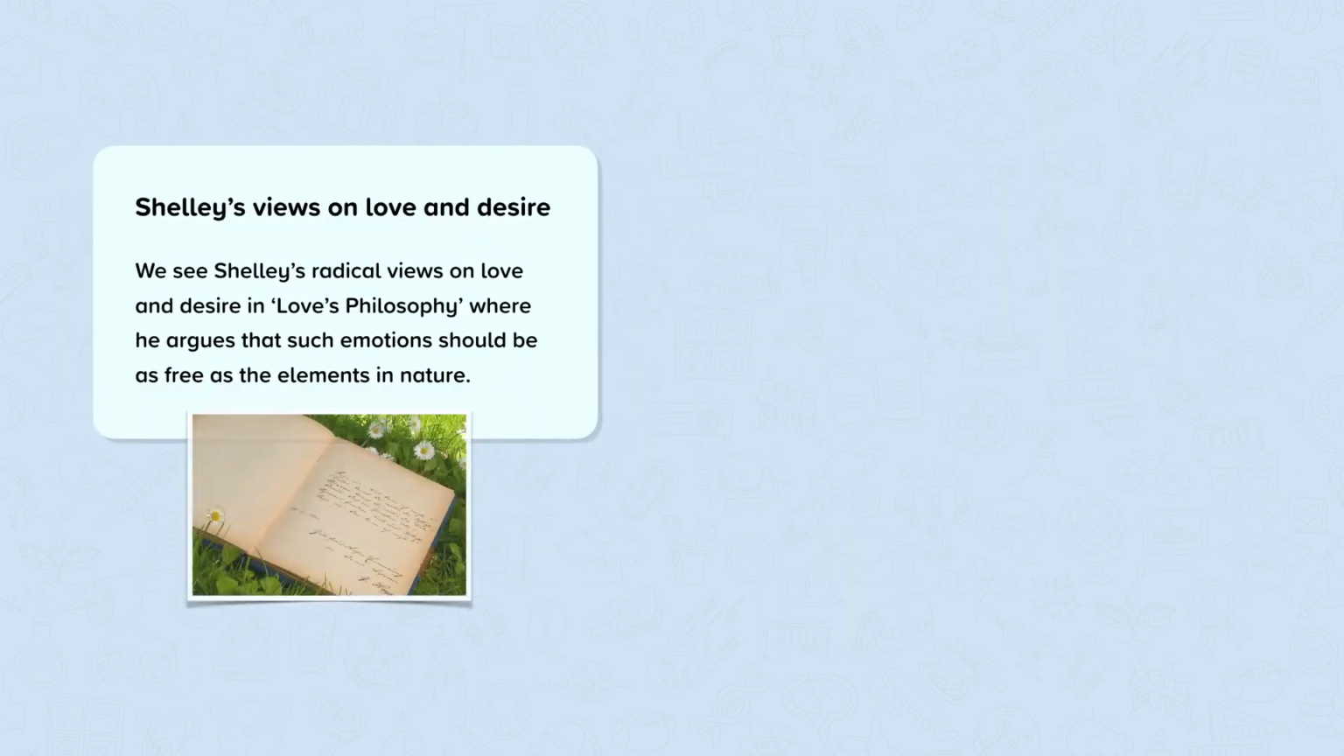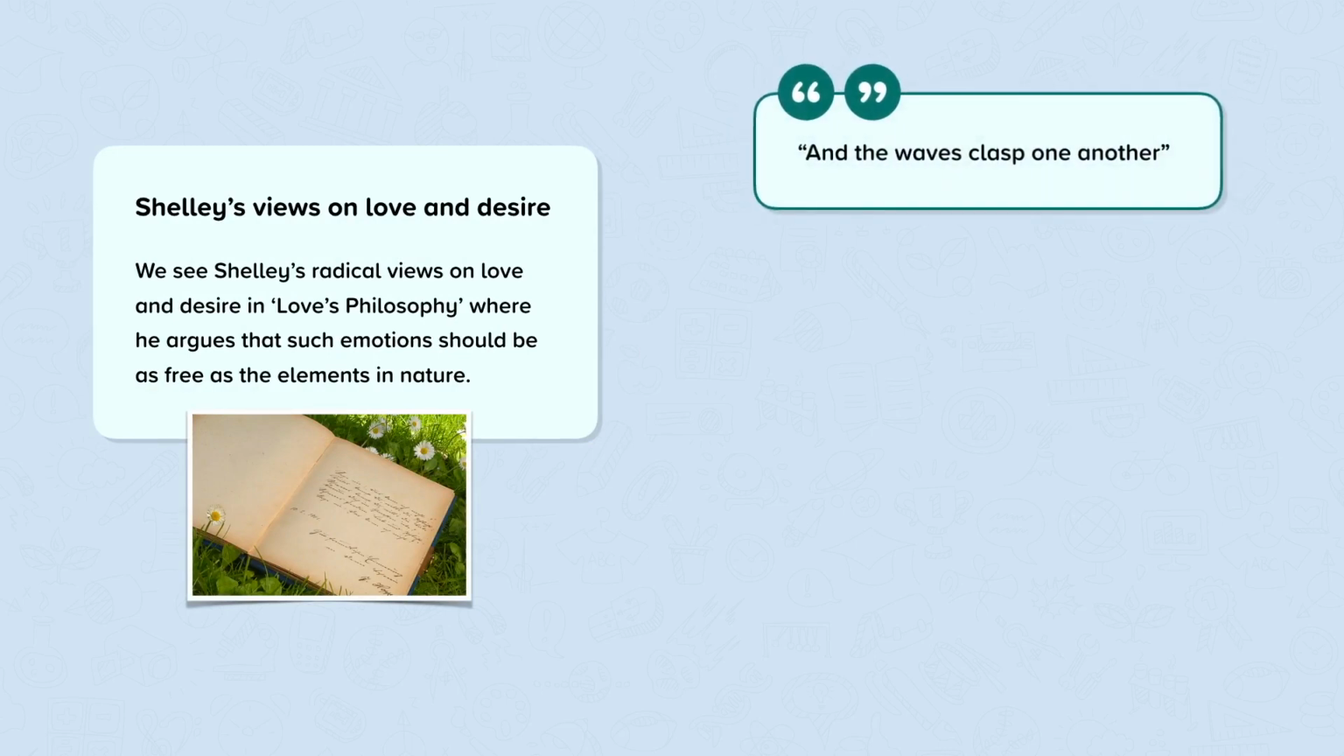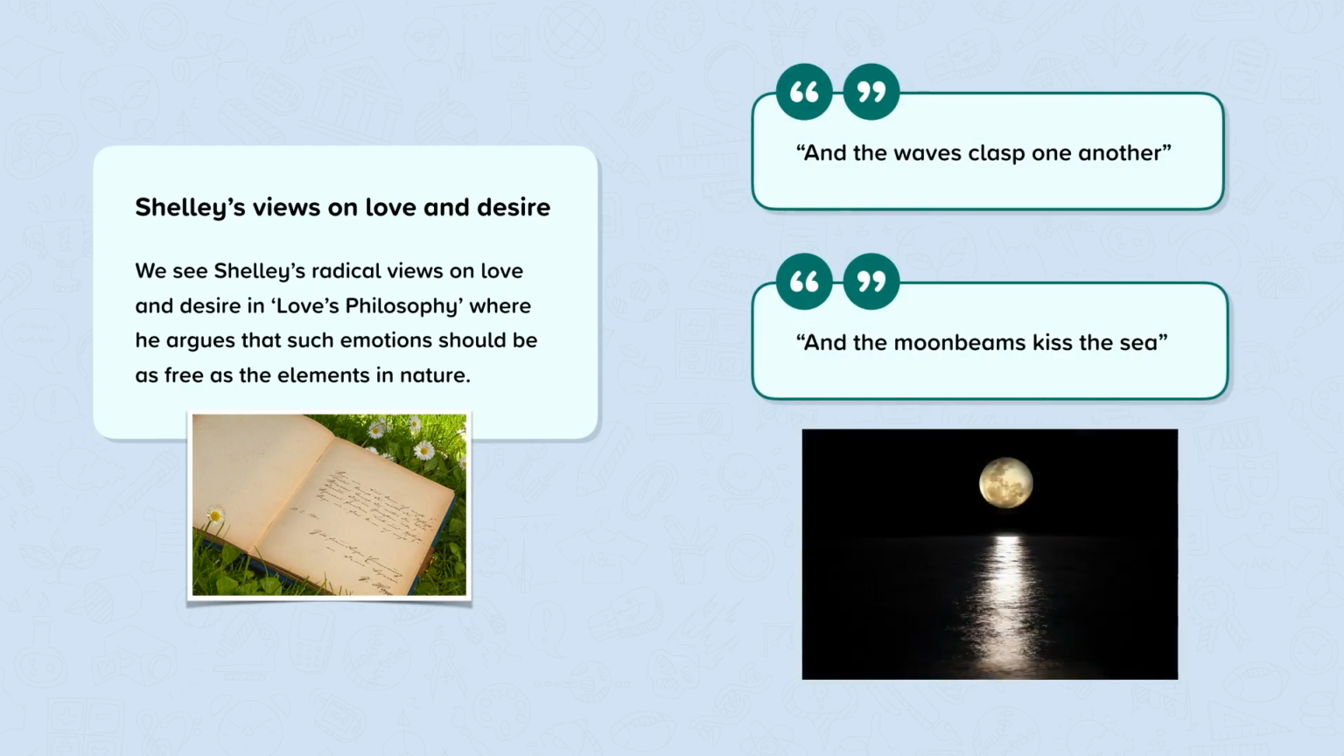We see Shelley's radical views on love and desire in Love's Philosophy, where he argues that such emotions should be free as the elements in nature. In the poem, he shows natural pairings such as the waves clasping one another or the moonbeams kissing the sea.